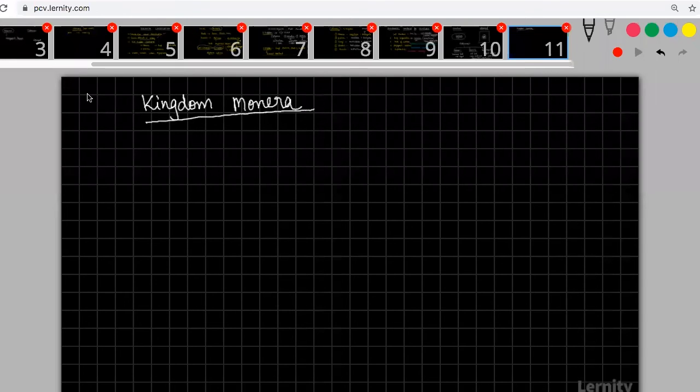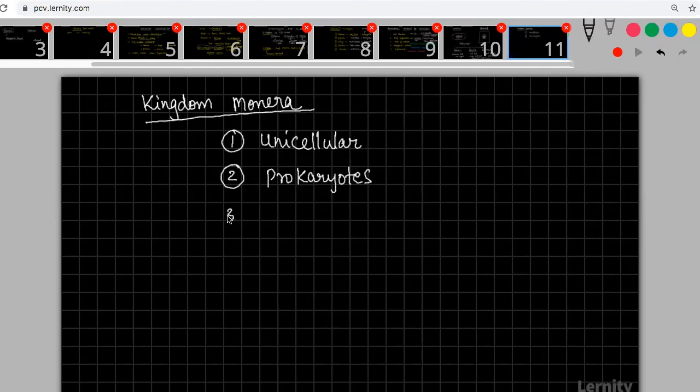I will show all the slides in 5 minutes. Let us just study Monera first. So what is this kingdom Monera? This kingdom Monera comprises unicellular organisms. They are prokaryotes. They will have a cellular level of organization.